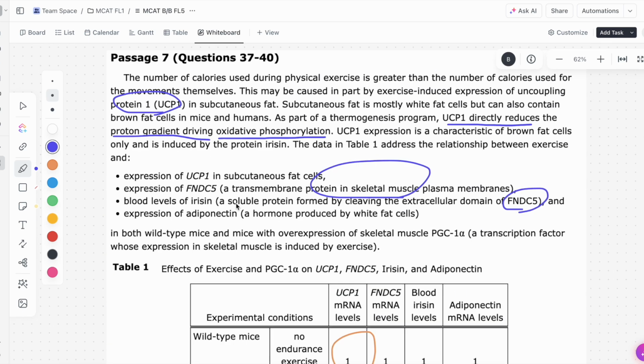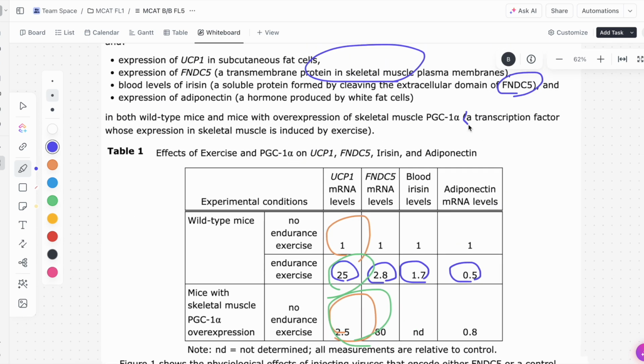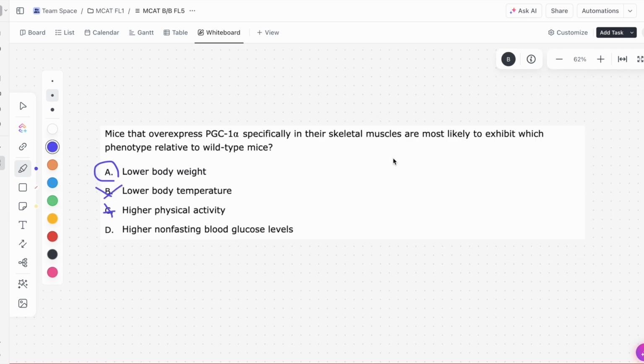That's something I was looking for, just this sentence right here. Remember, PGC-1 alpha is induced by exercise. So just keep that in mind again. Physical exercise is upstream of PGC-1 alpha and upstream of UCP1, which means it's probably not going to be affected by these downstream components unless the passage directly says so.